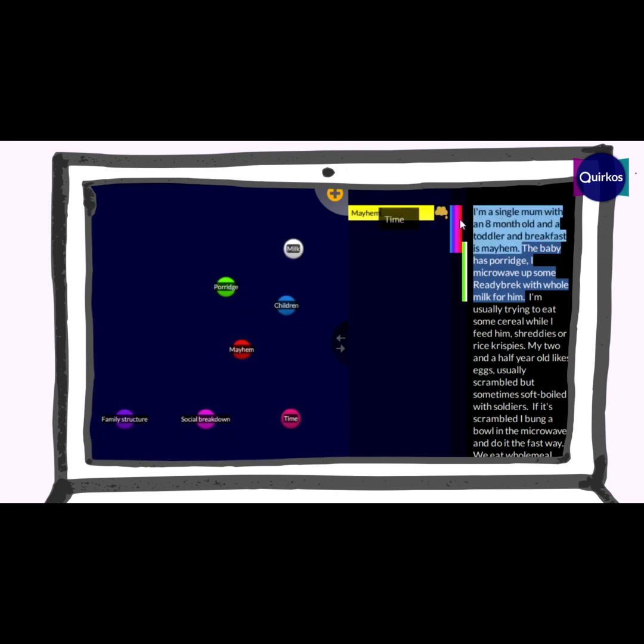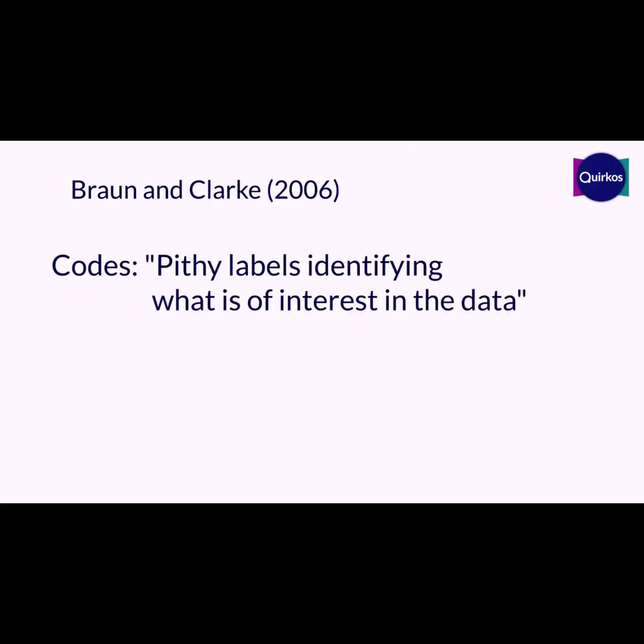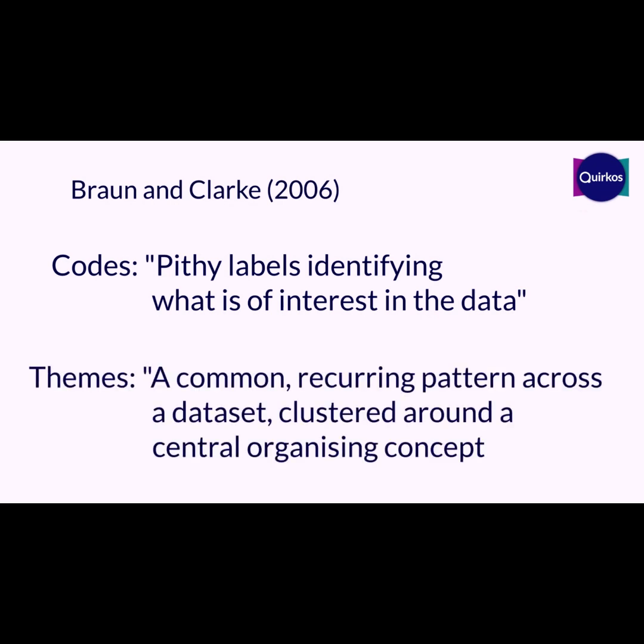And you see even this very simple sentence, these couple of sentences here, we've managed to code in a whole bunch of different ways. So it can be a very long process of going through and doing coding, but this is the basics of how it looks. Braun and Clarke describe codes as being a pithy label identifying what's of interest in the data, while themes are an idea or concept making a common recurring pattern across a data set, clustered around a central organizing concept.